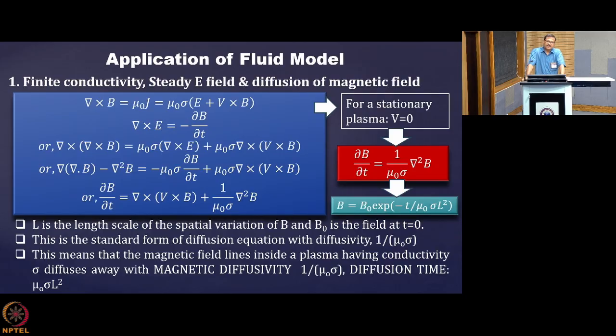So nothing has infinite conductivity, and nothing has zero conductivity either.